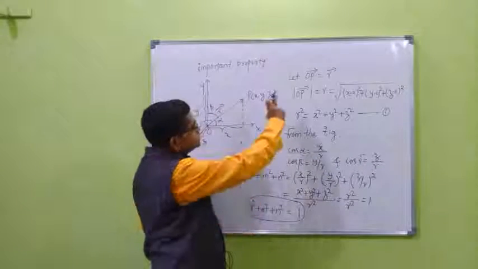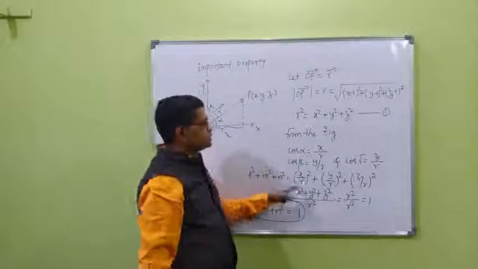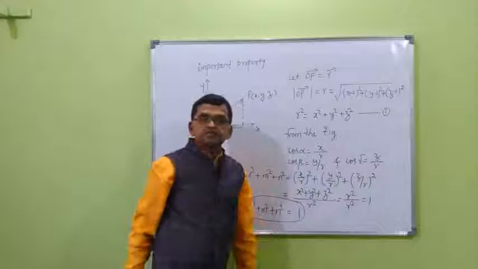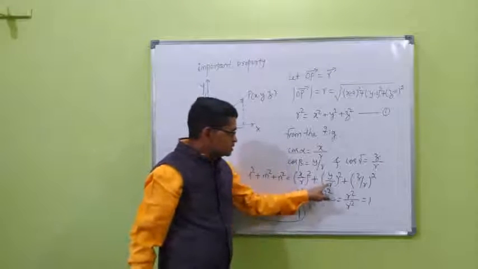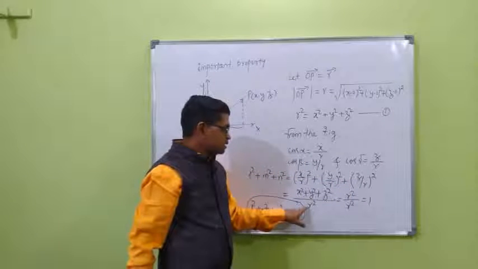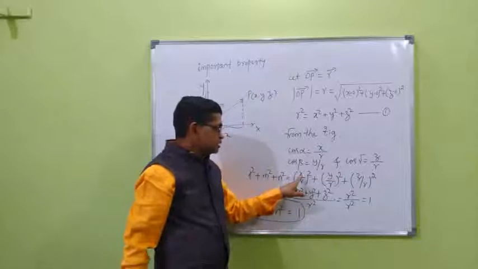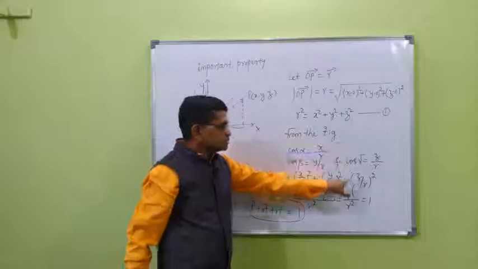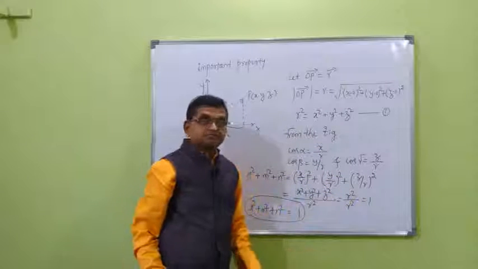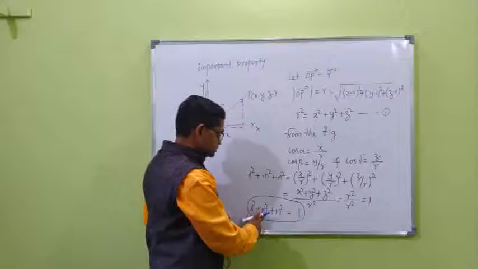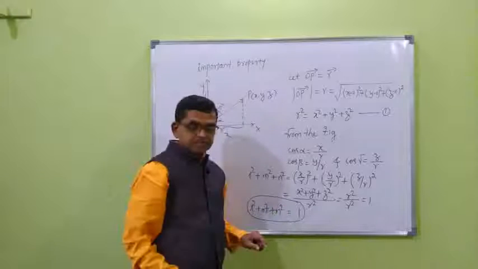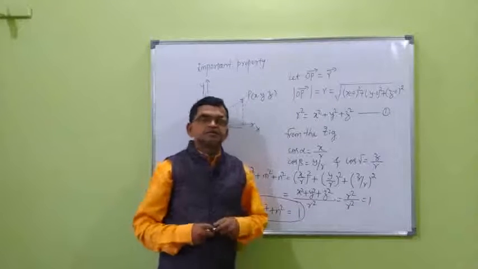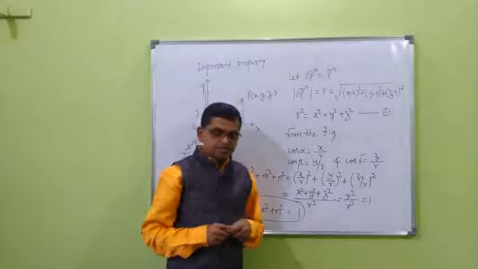Now L square plus m square plus n square is equal to (x by r) whole square plus (y by r) whole square plus (z by r) whole square. As the denominator remains the same, the denominator will be r square and the numerator is x square plus y square plus z square, that is nothing but r square. So r square by r square is 1. Thus the result is L square plus m square plus n square is equal to 1, or cos square alpha plus cos square beta plus cos square gamma is equal to 1. This is one of the important properties.